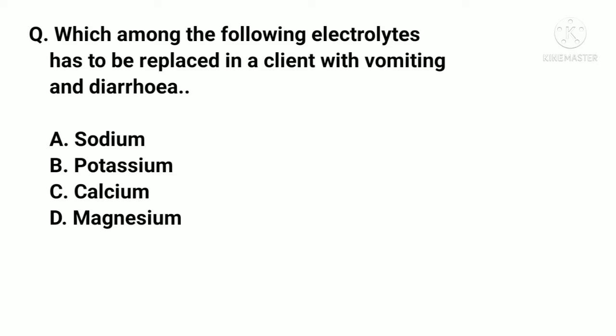Which among the following electrolytes has to be replaced in client with vomiting and diarrhea? A. Sodium, B. Potassium, C. Calcium, D. Magnesium. And the correct answer is B. Potassium.